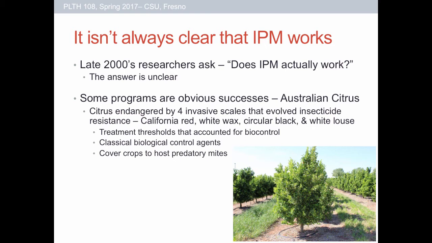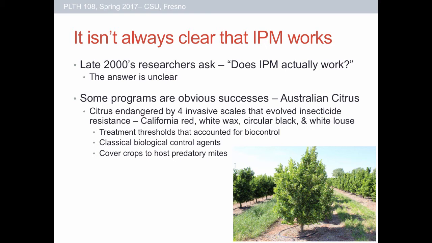Citrus has been grown in Australia for a long time, but they had some issues in the 70s and 80s with a lot of introduced scale pests: California red, white wax, circular black, and white louse scales. They were bad enough that they had established resistance to all of the chemicals, and there wasn't really any other sort of control available. So consequently, the Australian Agriculture Office implemented an IPM program where they established some treatment thresholds.